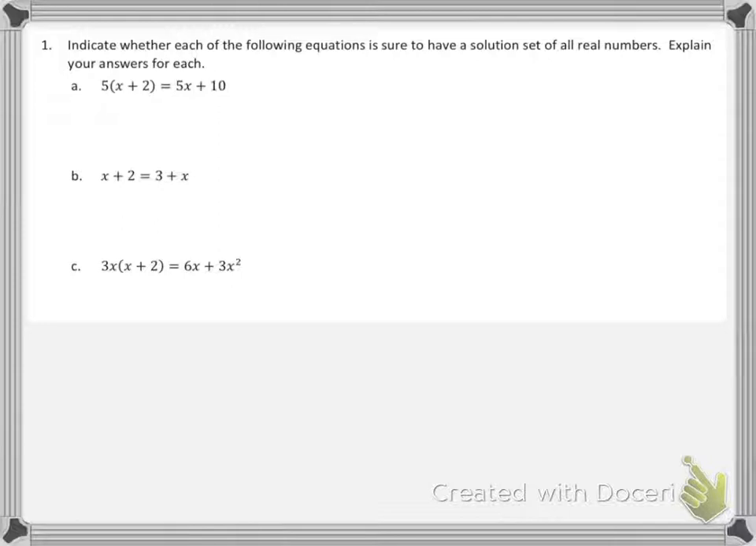So I'm going to use the distributive property, and that's going to give me 5 times x is 5x, and 5 times a positive 2 is a 10. So I get 5x plus 10 equals 5x plus 10, and that's a yes, all real numbers, because they're equal to each other.